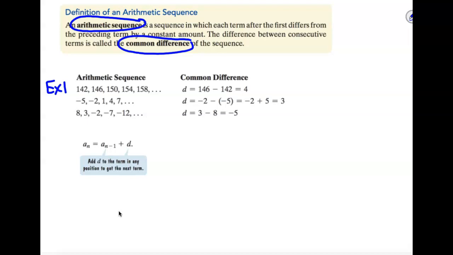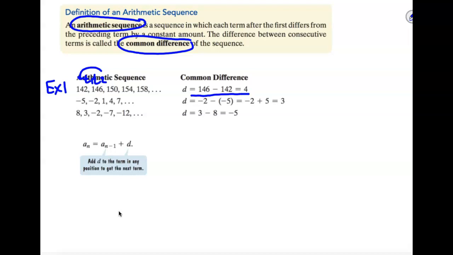The sequence is 142, 146, 150, 154, 158. Notice that there's a pattern. The common difference is we're adding 4 to the next term. So how you find that common difference is you take, let's say here's term 2, you can subtract term 1 from it. So 146 minus 142 is 4.